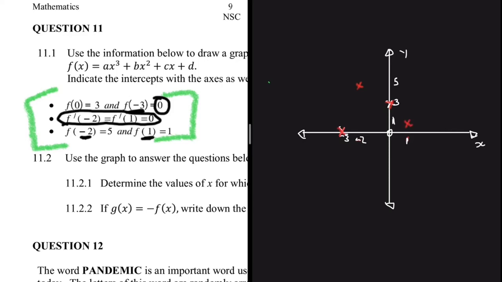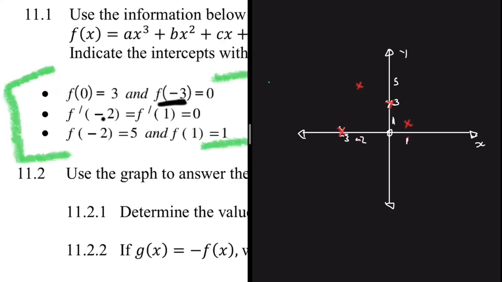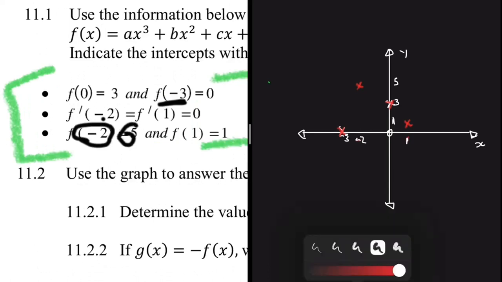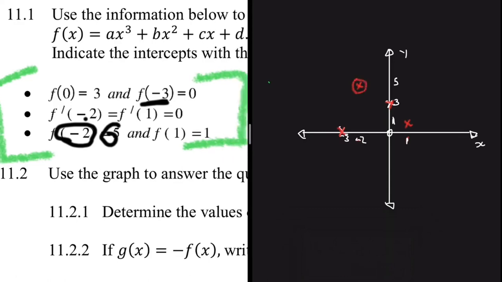And then now we can focus on f prime x. f prime x is the gradients, right? Every time the gradient equals 0, we know that is a turning point. So when x equals minus 2, we have a turning point, right? But we know that when x equals minus 2, the y value is 5. So this point here, which I'm circling, is the turning point. And at 1, we have another turning point. The gradient is 0, right? But we know that when x equals 1, y equals 1. So here at this point, we have another turning point.